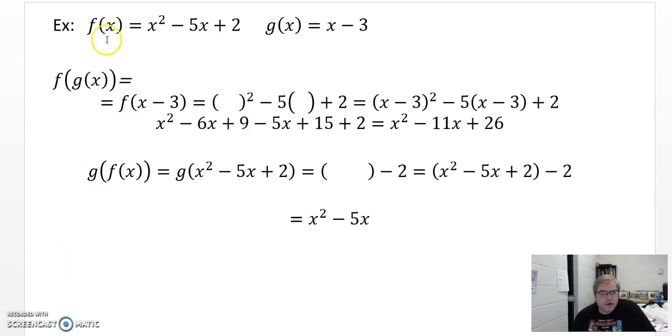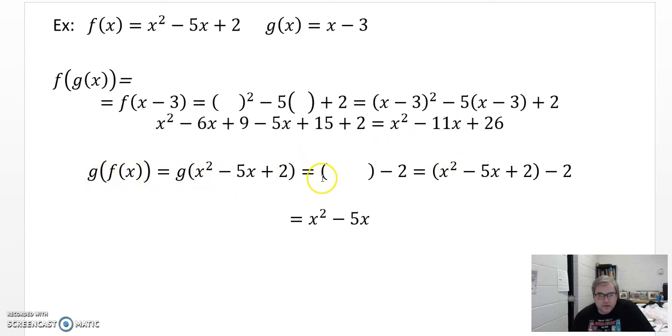Next example, more complicated yet. f of x equals a trinomial, g of x equals this. And I'm just repeating the process, so you might just want to pause this and follow my steps. And it should all work out fine here. I don't think I made any mistakes.